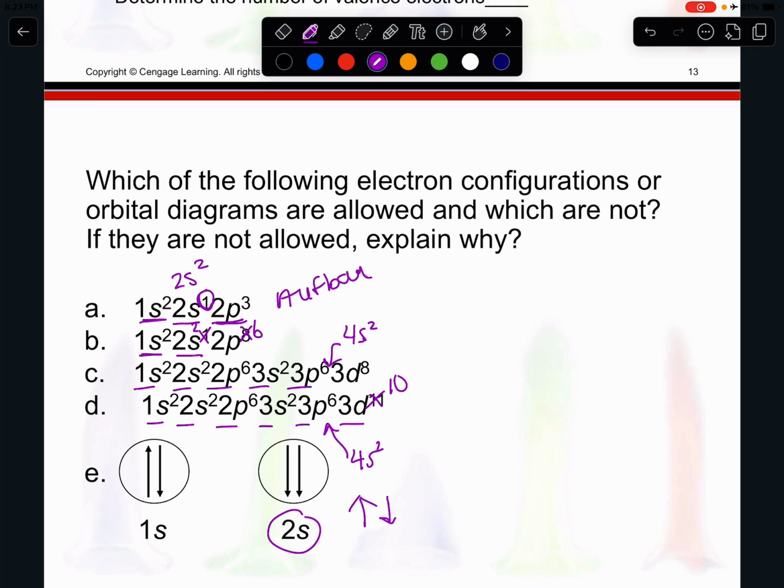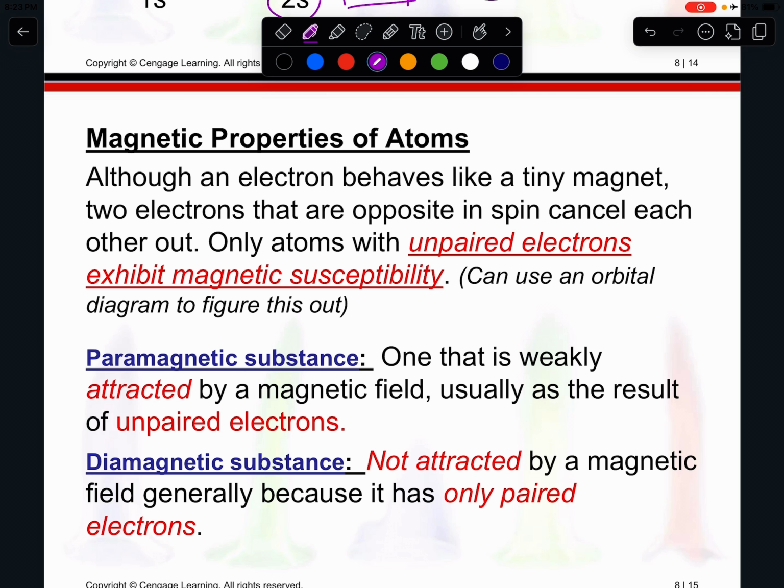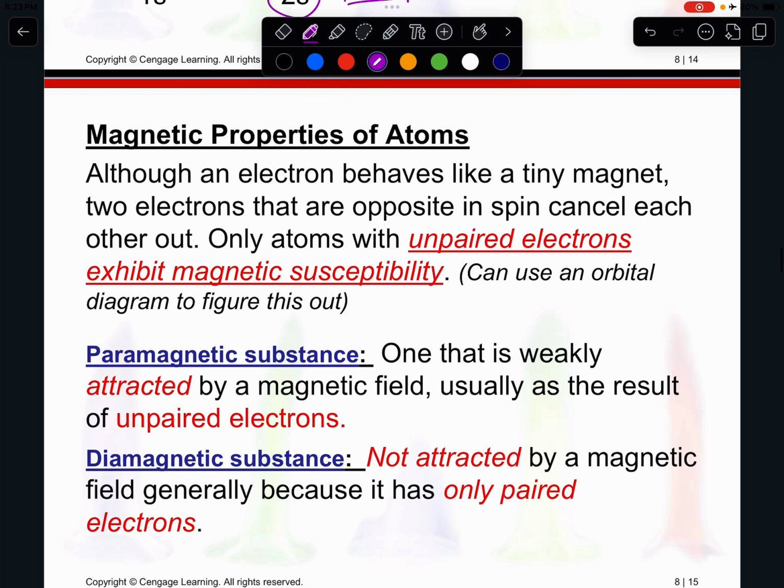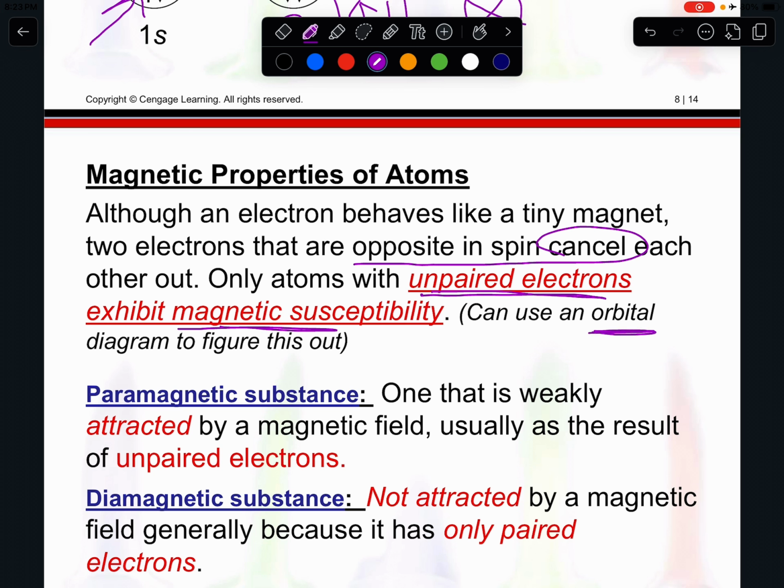All right, one of the last concepts we're going to talk about in this is the magnetic properties. So if you've ever wondered why something is magnetic and something is not, here is the time to answer that question. Although electrons behave like tiny little magnets, two electrons that are opposite in spin cancel each other out. So again, opposite in spin is represented by an up and down arrow. And so only atoms with unpaired electrons can exhibit magnetic properties, basically. Okay, and so we have to use an orbital diagram to be able to figure this out.